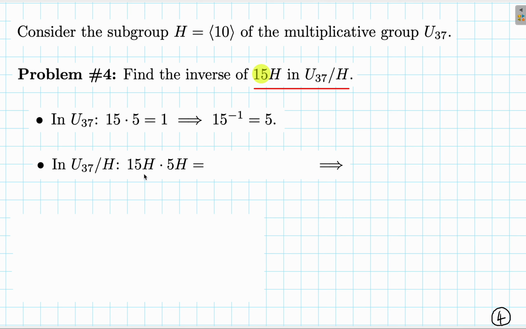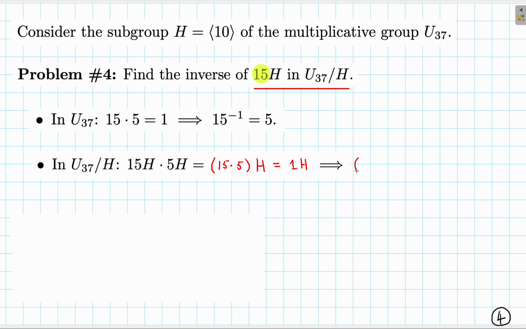If we multiply 15H by 5H, then we can use the shortcut to multiply the coset representatives, 15 times 5H. But we just saw that 15 times 5 is equal to 1, and so we end up with 1H. In other words, 15H and 5H are inverses of each other in U37 mod H because their product is the multiplicative identity. Now, how do we write that down symbolically?